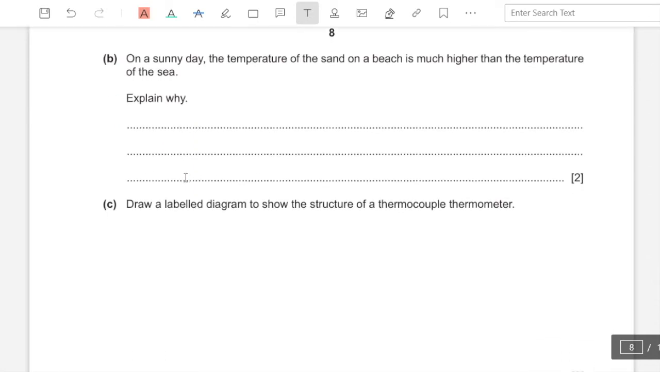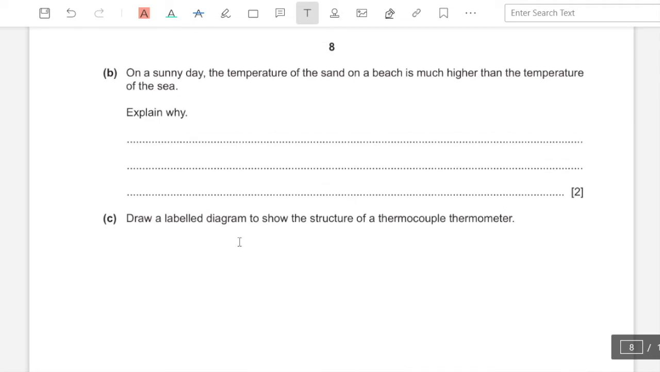B. On a sunny day, the temperature of the sand on a beach is much higher than the temperature of the sea. Explain why. Alright, since they are in the same place, the rate of energy supplied to both the sand and the sea is the same. But water has a high specific heat capacity, which means to raise 1 degree Celsius, water needs a lot more energy than sand. So if they are supplied with the same energy, the temperature of sand would increase much faster than water, and that is why the temperature of sand is usually higher than the temperature of the sea.